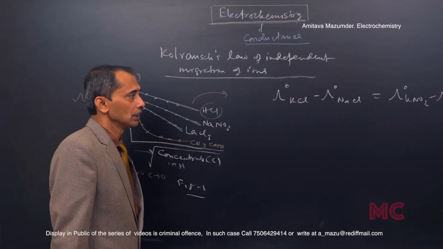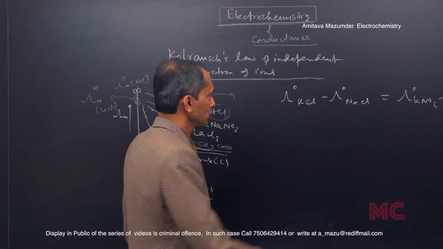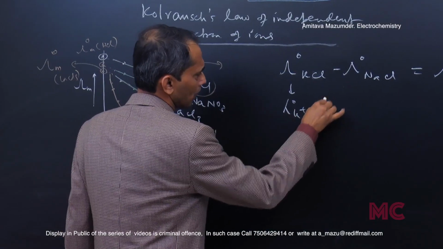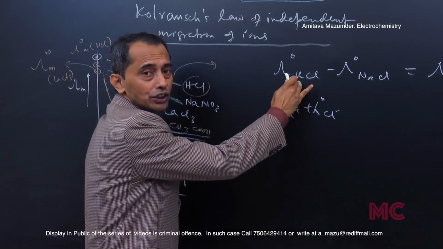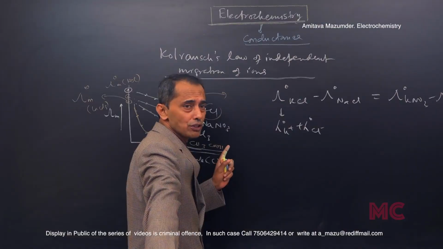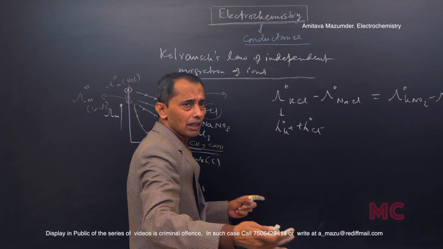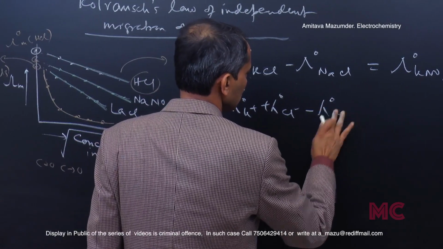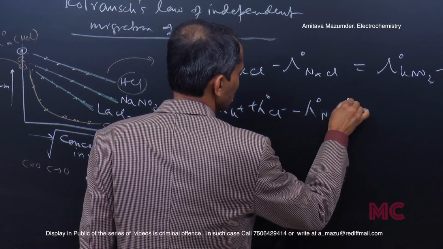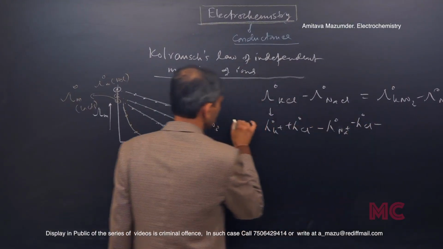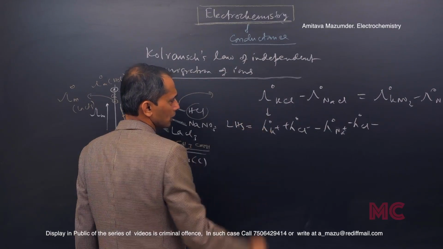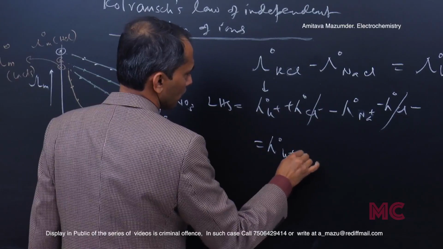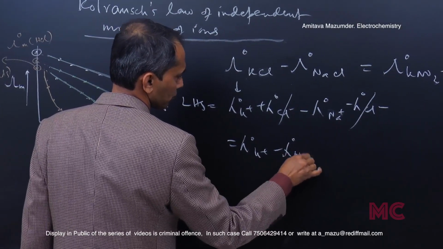And then he asked how it is possible. Just look at over here. If I say lambda naught K plus, lambda naught Cl minus, that is at infinite dilute solution, cations and anions are free to move. Resistance is very, very less. Conductance is maximum. Over here, lambda naught Na plus minus lambda naught Cl minus. If I see the left hand side, LHS, we get this. So that means the Cl minus cancels out. You get lambda naught K plus minus lambda naught Na plus.